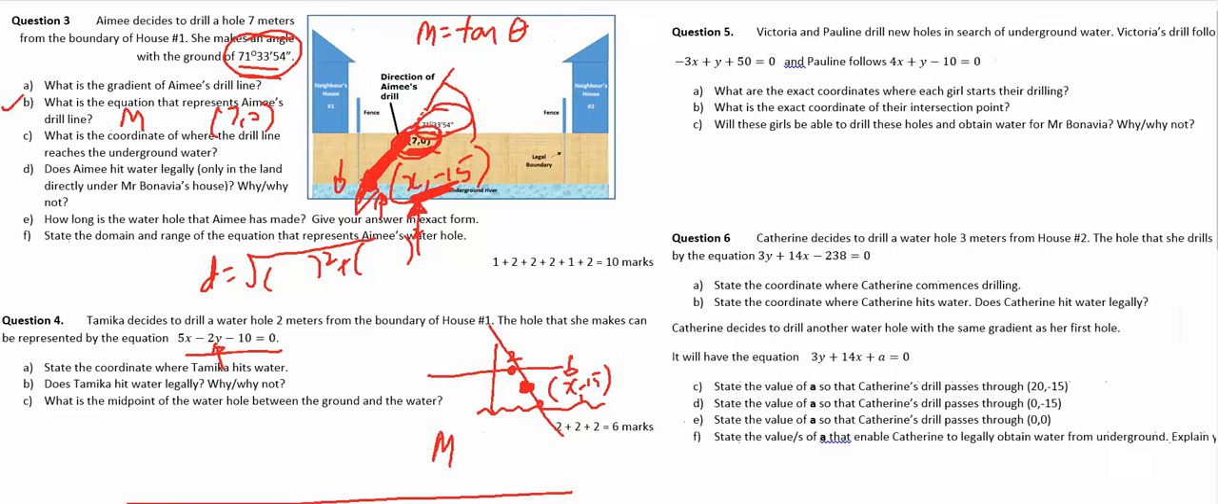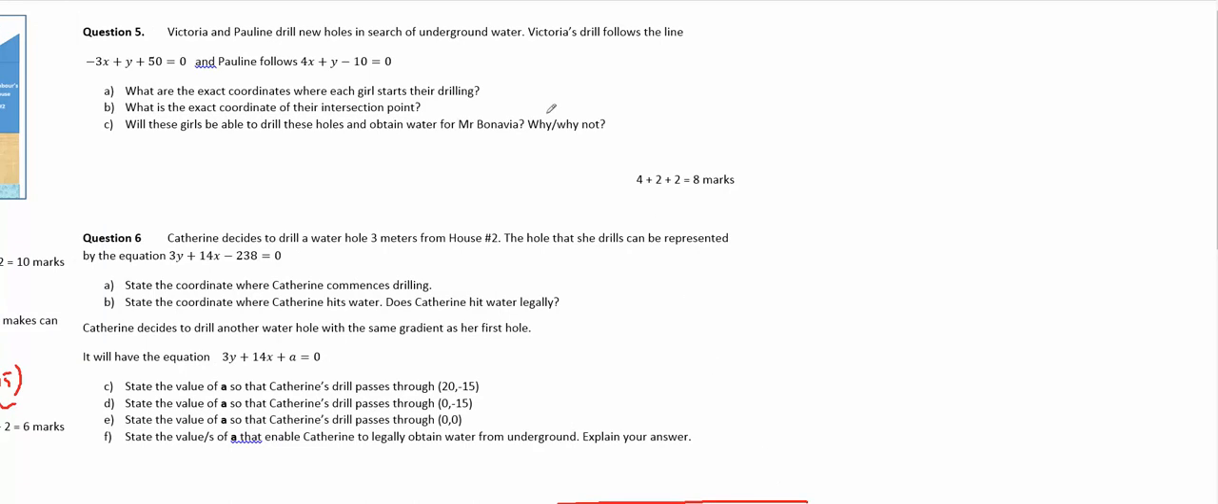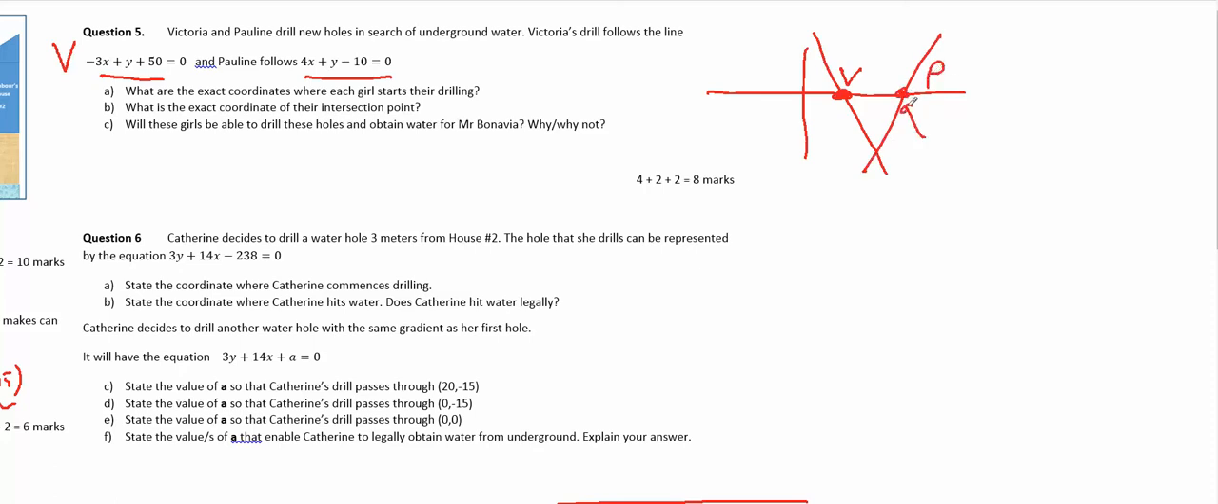Question number 5. Victoria and Pauline drill new holes in search of underground water. This is Victoria's drill hole. That's Pauline's drill hole. State the exact coordinates where each girl starts her drilling. So this is Victoria's. Then Victoria might be drilling like this. You need to find the coordinate of where Victoria starts drilling. And Pauline might be drilling like this. You need to find the coordinate of where Pauline starts drilling. For each of these you'll have separate answers, remembering that the y coordinate will be 0 for each of them. So make y 0 and solve for x, make y 0 and solve for x.